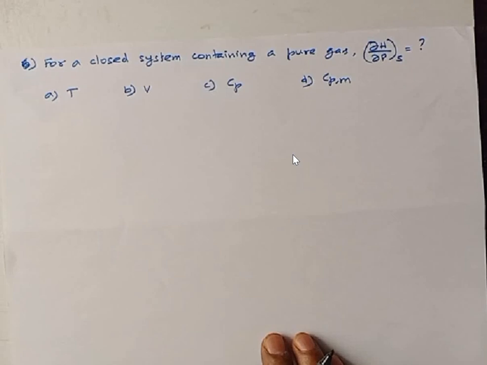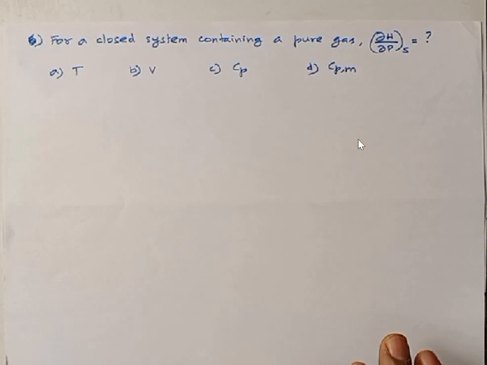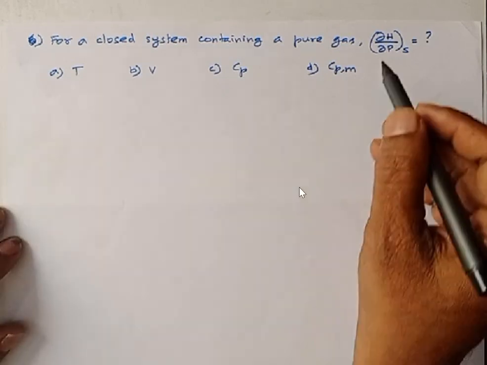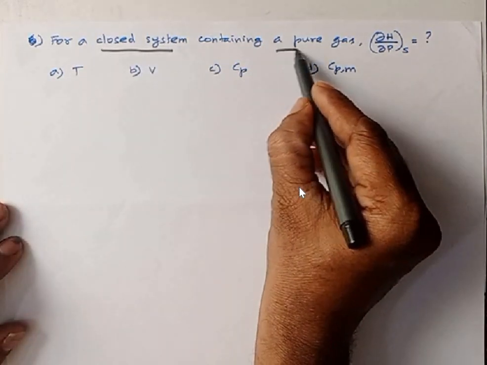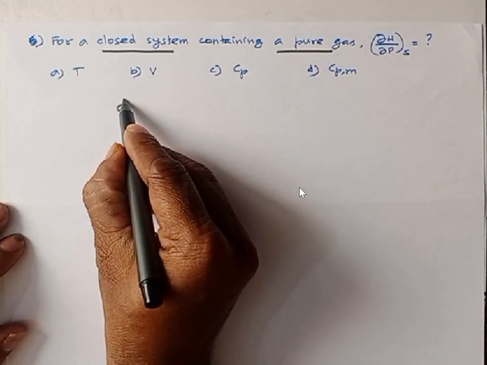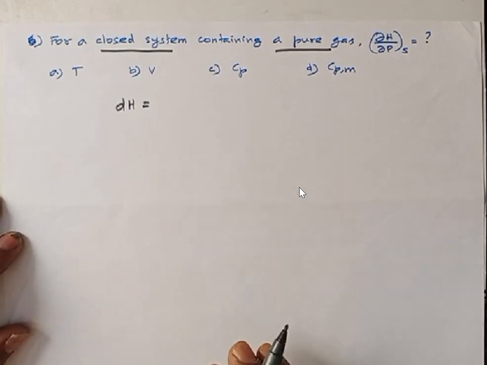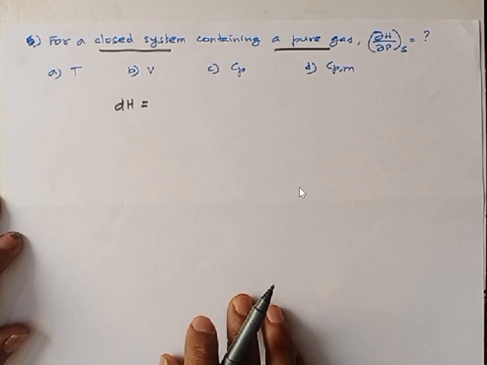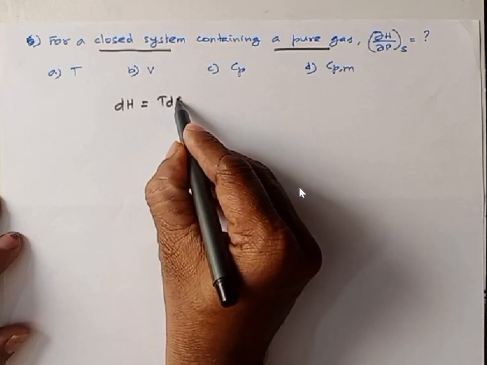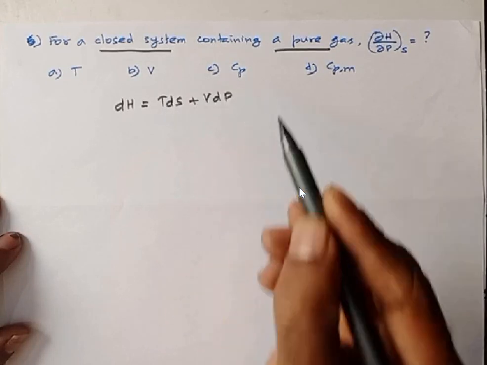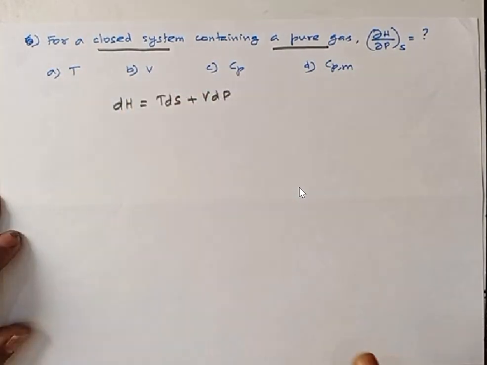Question number 6. Just go through the question. For a closed system containing a pure gas, dou H by dou P at constant entropy equals what? So the system is a closed system with a pure gas, and you know very well that in the case of a closed system, you can write the change in enthalpy using a standard equation. According to the standard thermodynamic equation, dH is equal to TdS plus VdP. It's a well-known formula. This formula is applicable for a closed system containing pure gas.